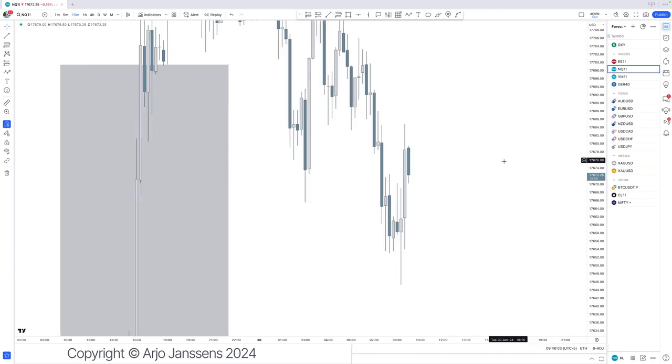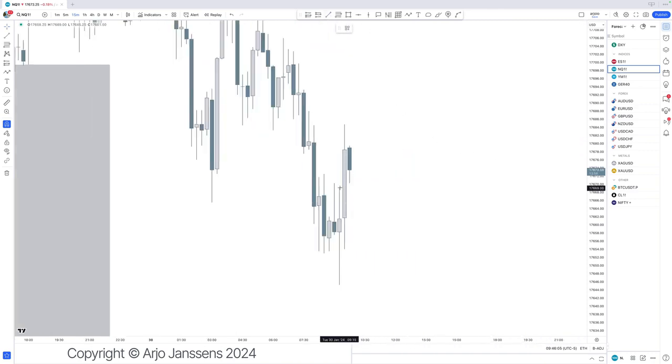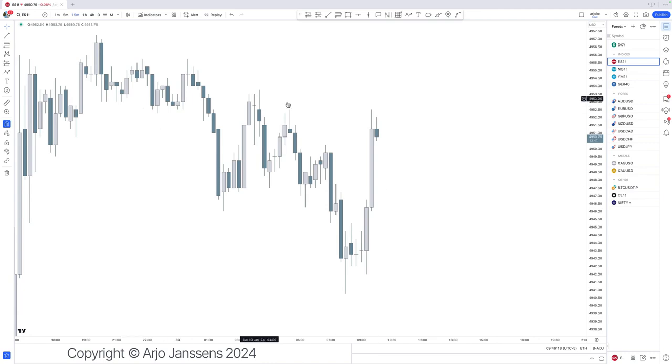Let's see. So of course, this first candle high is quite important currently for NASDAQ. Still 14 minutes for that to survive to see if it does want to continue higher off of that. In the meantime, let's look at something else.